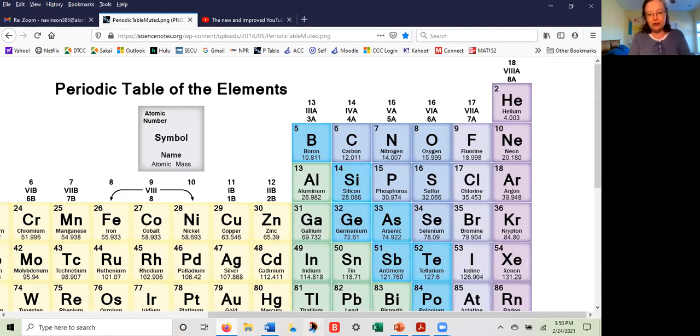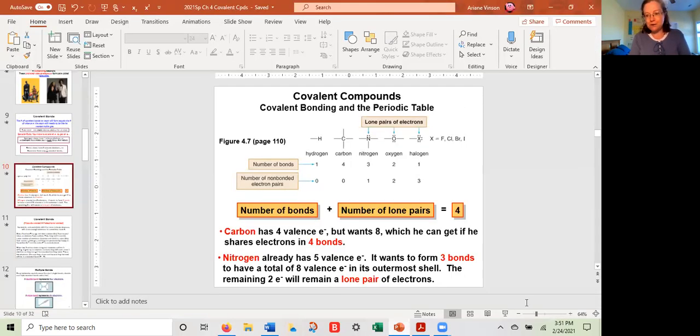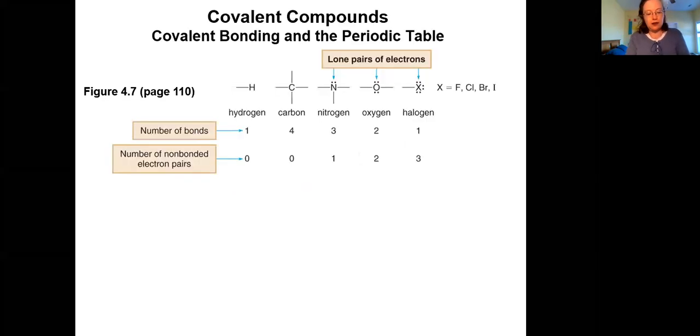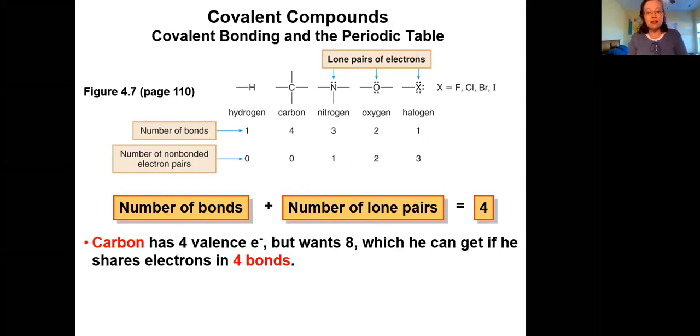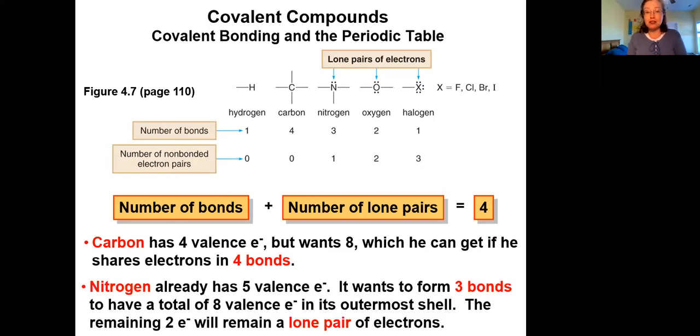Okay, so now that you know that it's not just carbon, nitrogen, oxygen that we're looking at, but the guys underneath them too, silicon, phosphorus, and sulfur, let's go back to what we have going on here. Carbon, 4 valence electrons. He wants 8. He'll get those if he shares his 4 valence electrons in 4 bonds. Nitrogen already has 5 valence electrons. He just needs 3 more. He will form 3 bonds to have a total of 8 valence electrons in his outermost shell. Those remaining 2 electrons that he didn't use to form bonds will remain a lone pair of electrons, 2 dots that get left on the symbol.